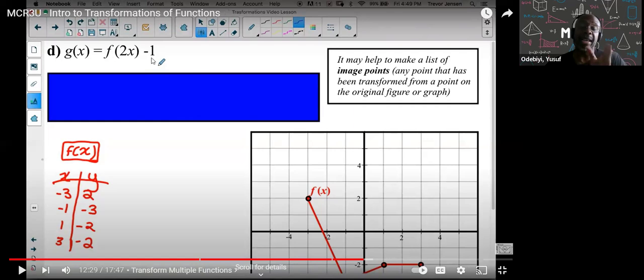And it's a k, that means it's going to be horizontal. But is it going to be a stretch or compression? You tell me. Let's see who gets this. You're paying attention.